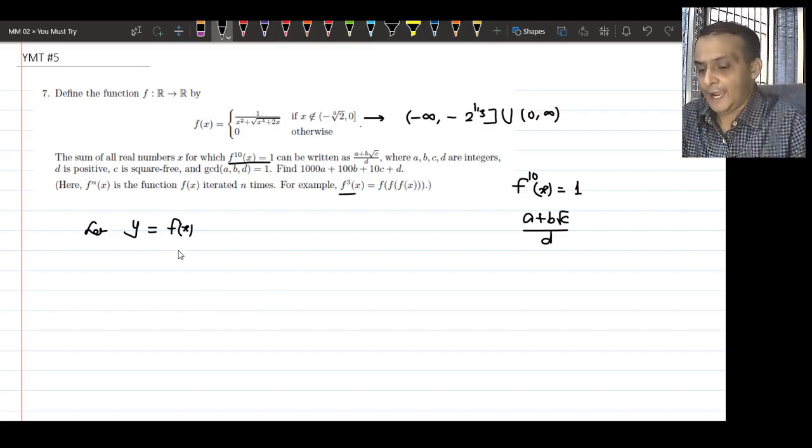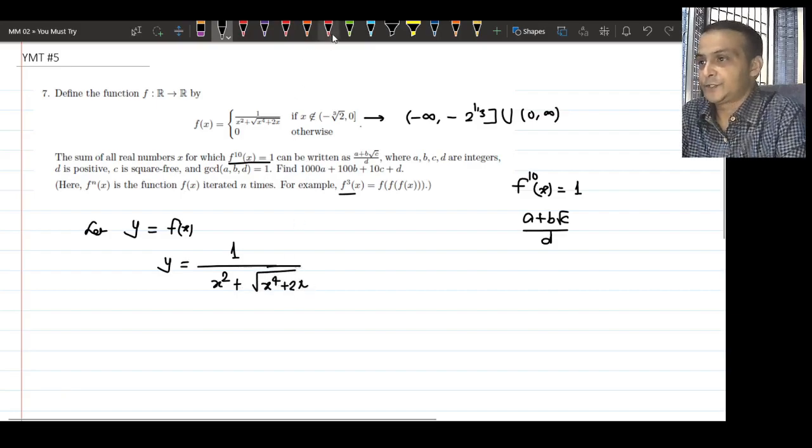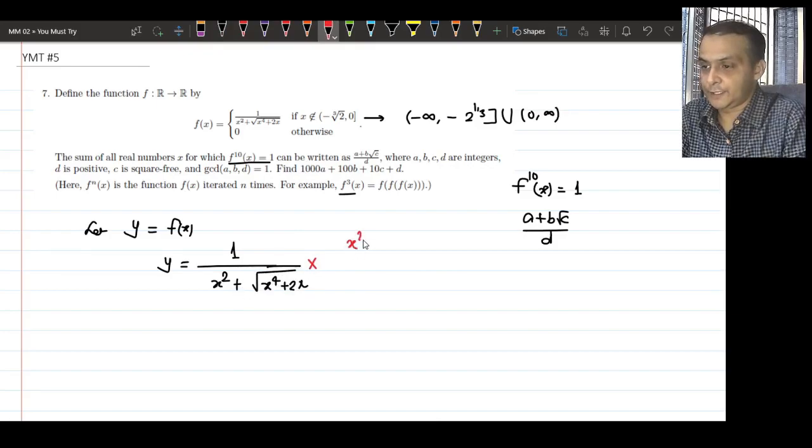So for that, we will try to take a different route. What we do is simply assume y is equal to f(x). It means I can assume y is equal to 1 divided by this whole thing, x squared plus square root of x to the power 4 plus 2x. And I am just rationalizing the denominator. For that, I am taking the conjugate of it to multiply and divide with it. So it will be x squared minus square root of x to the power 4 plus 2x, divided by the same quantity.